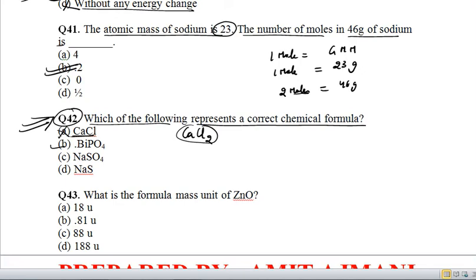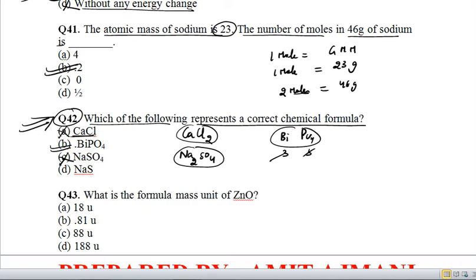Next is bismuth phosphate. This is correct because the valency of bismuth is 3. Phosphate is also 3. So when we made the formula, cancelling it out, it became BiPO4, bismuth phosphate. Sodium sulfate is wrong because the valency of sodium is 1 and sulfate is 2. So the actual formula of sodium sulfate should have been Na2SO4.